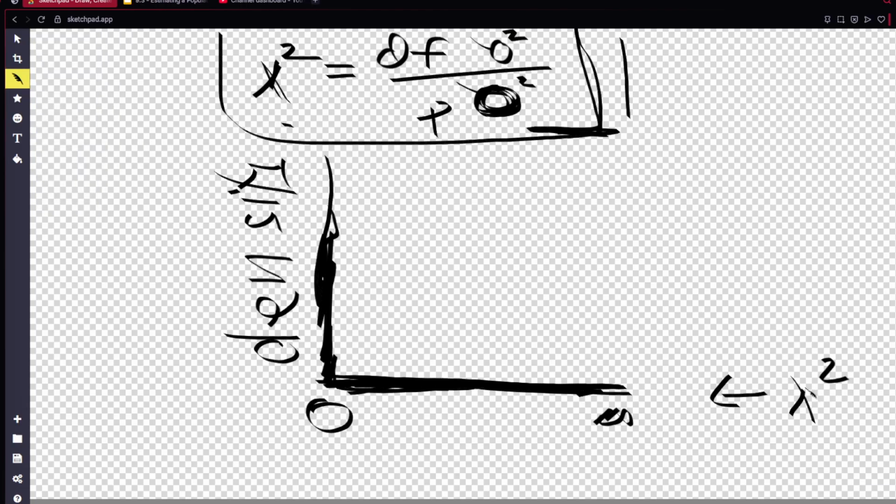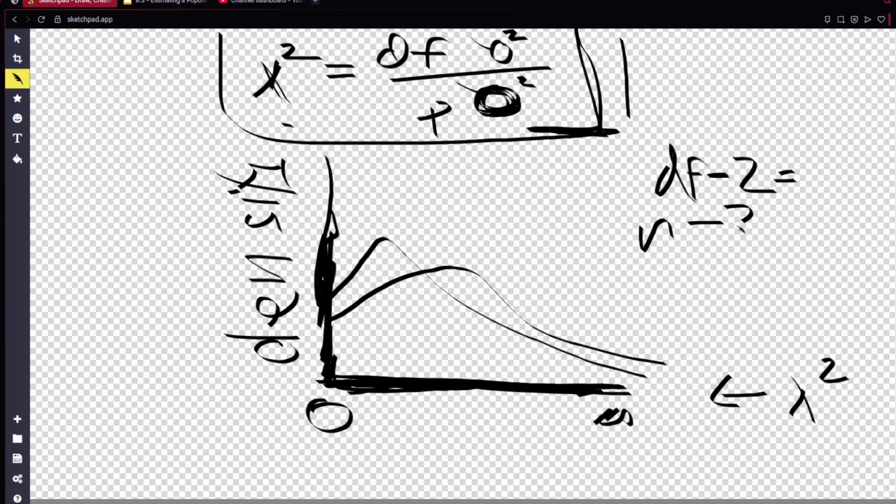So why can we just use this? And why is the degrees of freedom the only determiner of the curve? I believe a degree of freedom of n equals 2 looks something like this, and like this, and then df minus 2, or n minus 3, is where the curve peaks. So why is this the case?